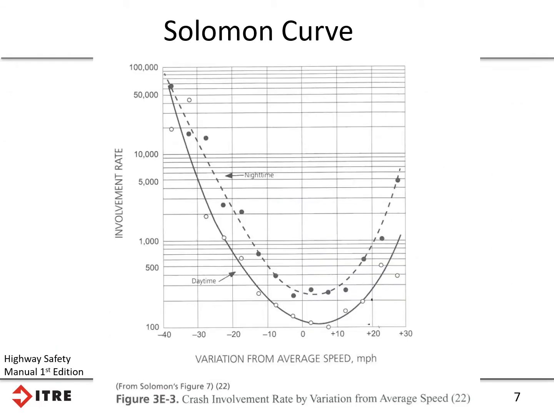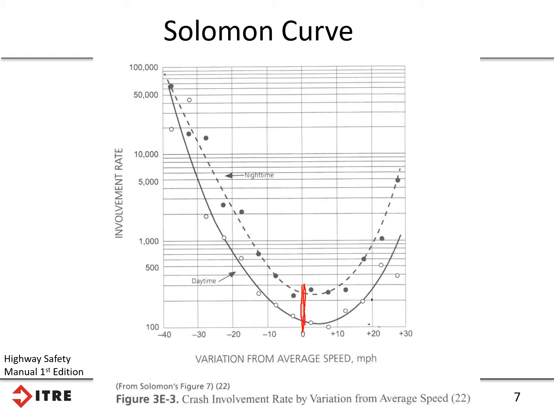The Solomon curve is a famous relationship between average speeds and individual vehicles. So the previous data looked at just the average speed overall, the whole vehicle fleet, the whole stream of vehicles on a roadway. What's the average there? This graph shows us what happens when individual vehicles deviate from the average speed of the traffic. So this is the average speed. If a vehicle is traveling at average speed, this is going to be the prediction for crash involvement. And it's at a low point for these curves.